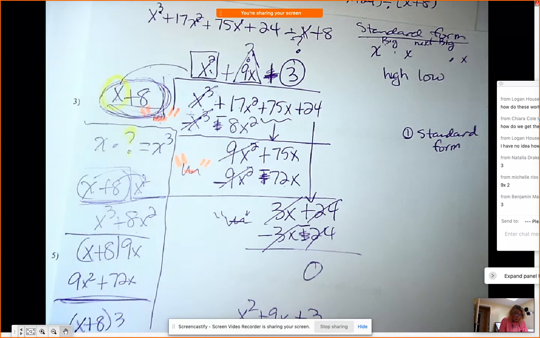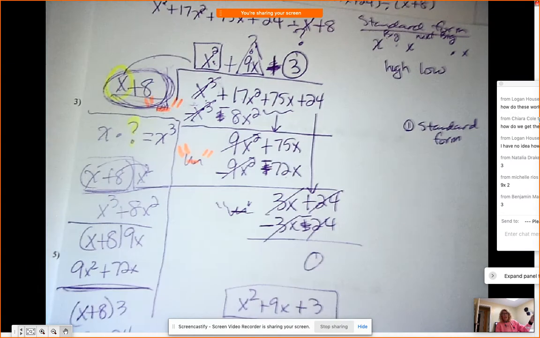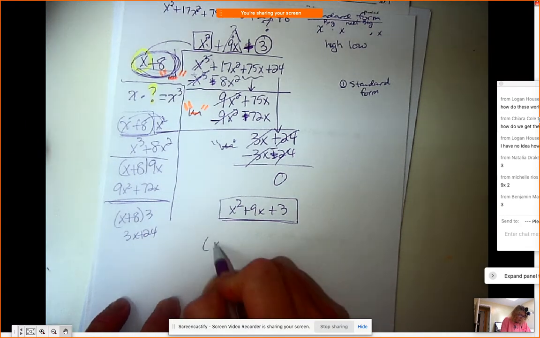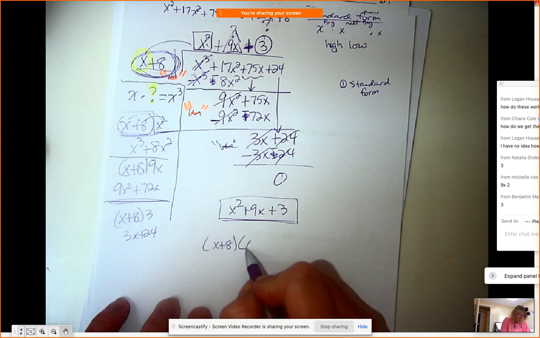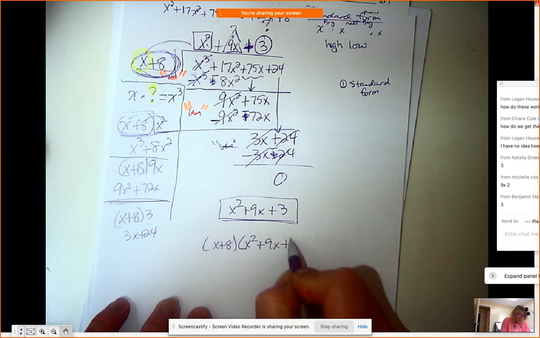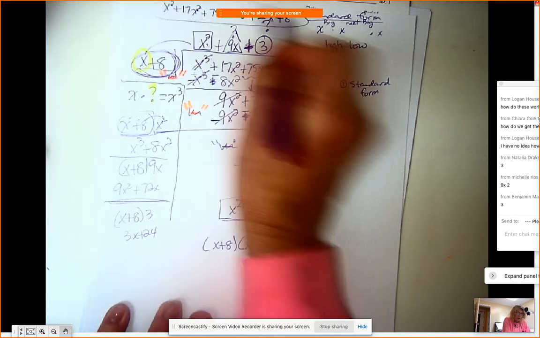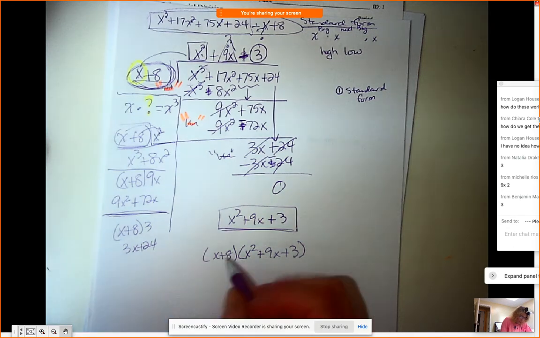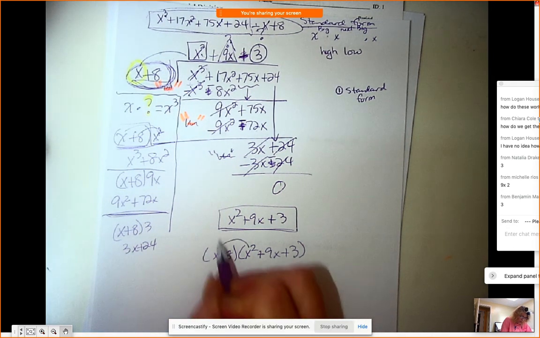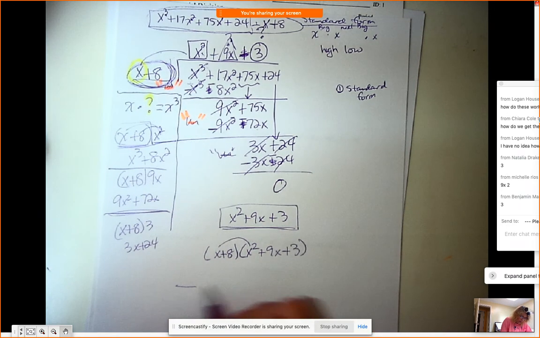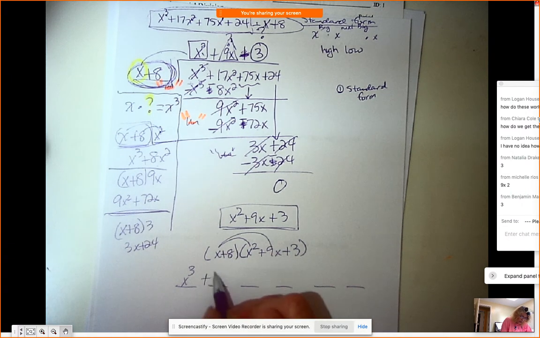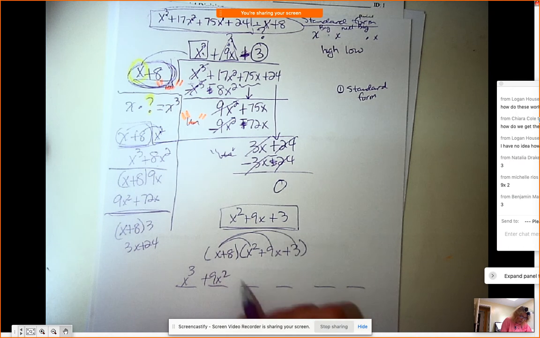This is my answer. Now I want to show you how you would check to see if you're right. Okay, well, I'm going to take x plus 8 and multiply it times x squared plus 9x plus 3 to see if I get this part right here, this first part. So when we multiply, remember, we distribute 2 terms here times 3 terms. I'm going to have 6 terms interim. X times x squared, x cubed. X times 9x is 9x squared. X times 3 is 3x.